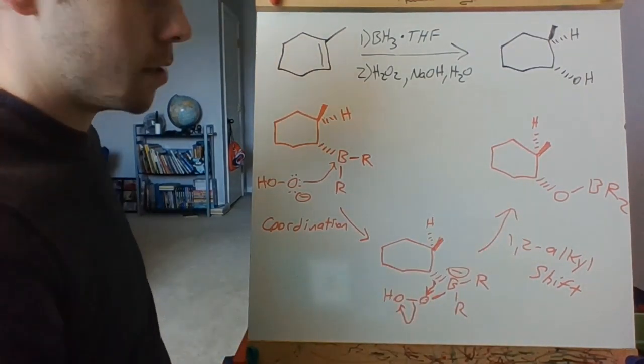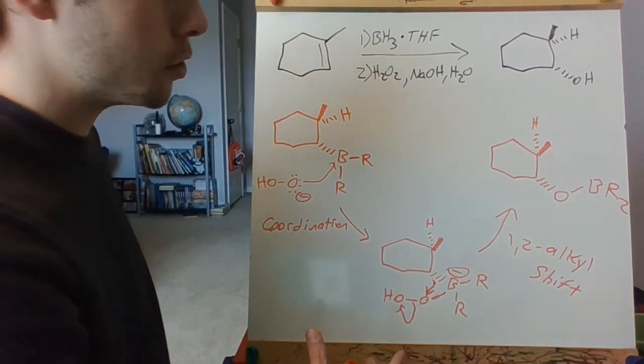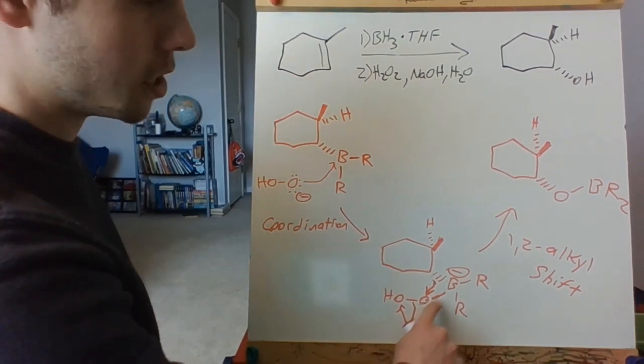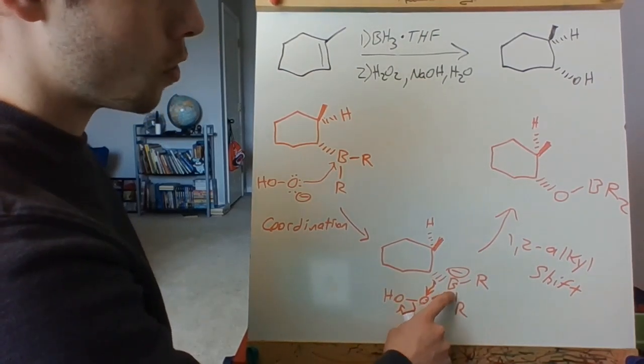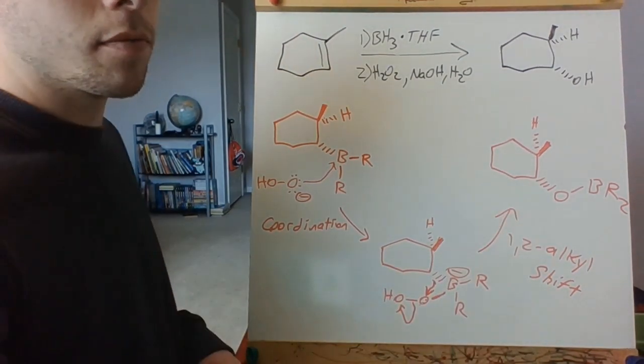Notice that we keep the same stereochemistry because of the constraints of the molecule. Whenever this shifts over, the oxygen must assume the same position as the boron. So boron is pointing down, oxygen is now pointing down.